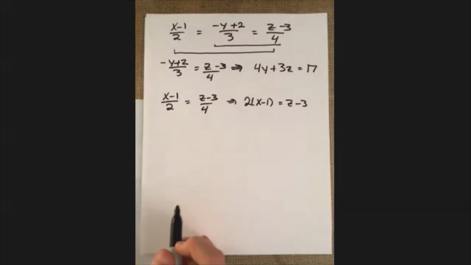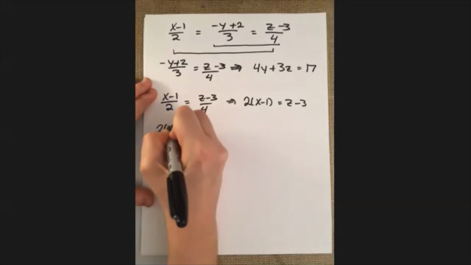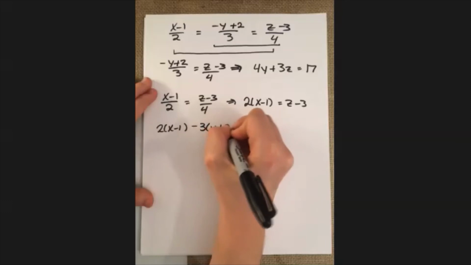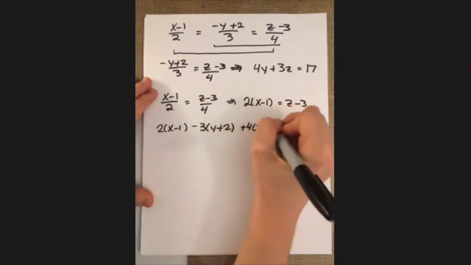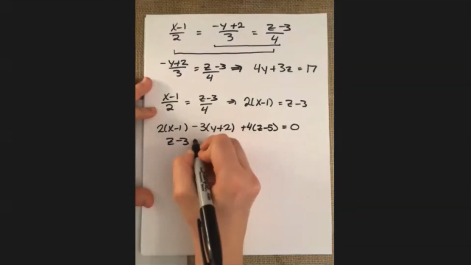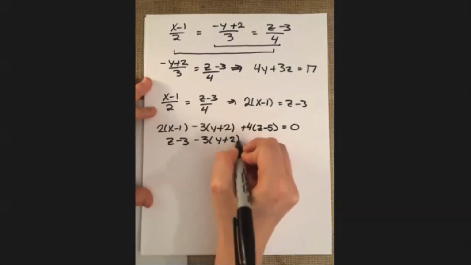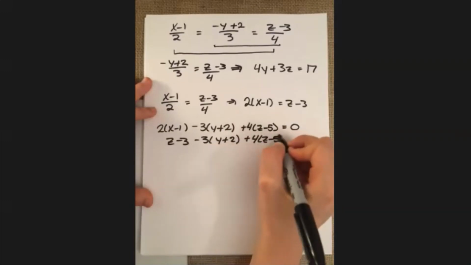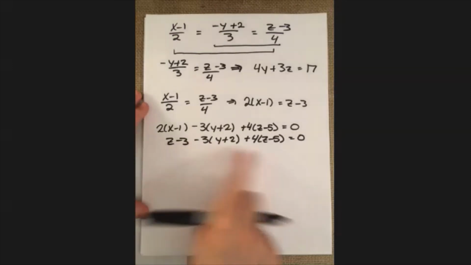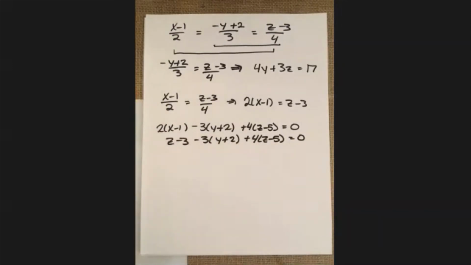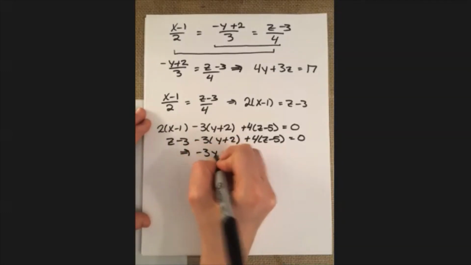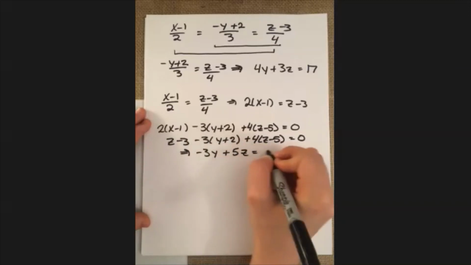I'm just going to swap that out for a z minus 3. So my 2x minus 1 plus, oops, that's a minus 3y plus 2 plus 4 times z minus 5 equal to 0 is now going to become z minus 3 minus 3 times y plus 2 plus 4 times z minus 5 equal to 0. Okay, once again, we can simplify all this down, keep all the y's and the z's on one side, move the constants over to the other, and what we're going to get out of that is that negative 3y plus 5z has to be equal to 29.